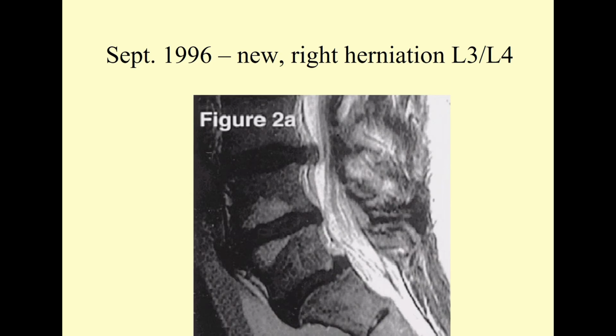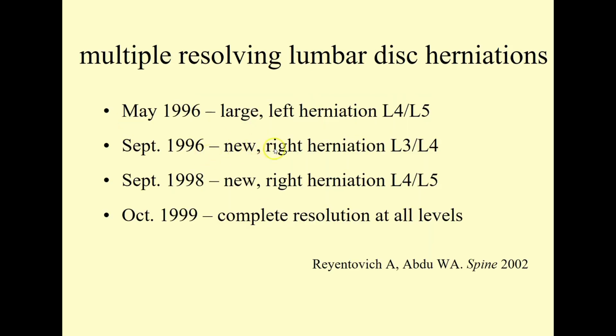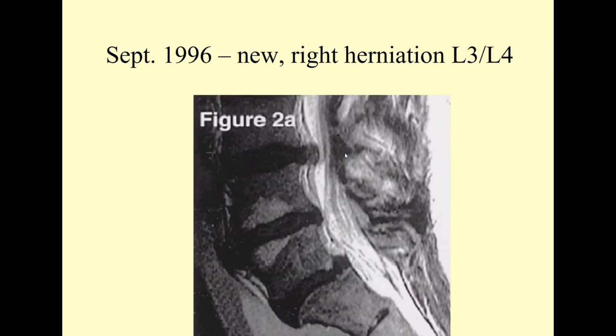Well, he got better, and pain retreated. But in September 1996, he acquired a new right herniation, L3, L4. So again, this is the same patient. Here's the sacrum. You can see his anterolisthesis is unchanged over the interval. And here's L5, L4, L3, and here we have the smaller, but still distorting the dural sleeve and compressing the cauda right here. And again, we can see there's one end of the nucleus pulposus, and then there's this free fragment right here.